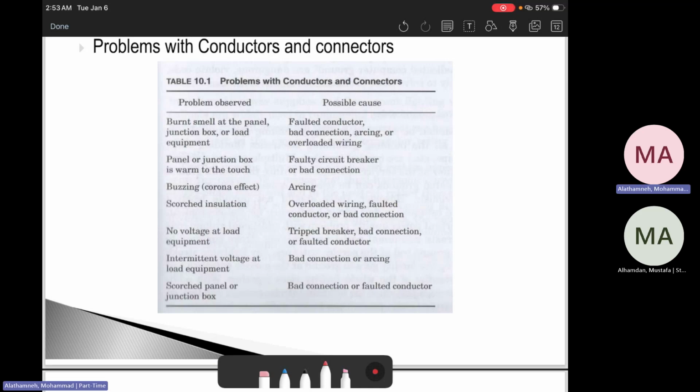The other thing is when the panel or junction box is warm to touch. This basically suggests a high resistance connection or overloaded circuits. Then the other thing, buzzing or corona at the low voltage side. Buzzing is often arcing or a loss in the neutral. If there is a loss in the neutral, you will hear that buzzing.